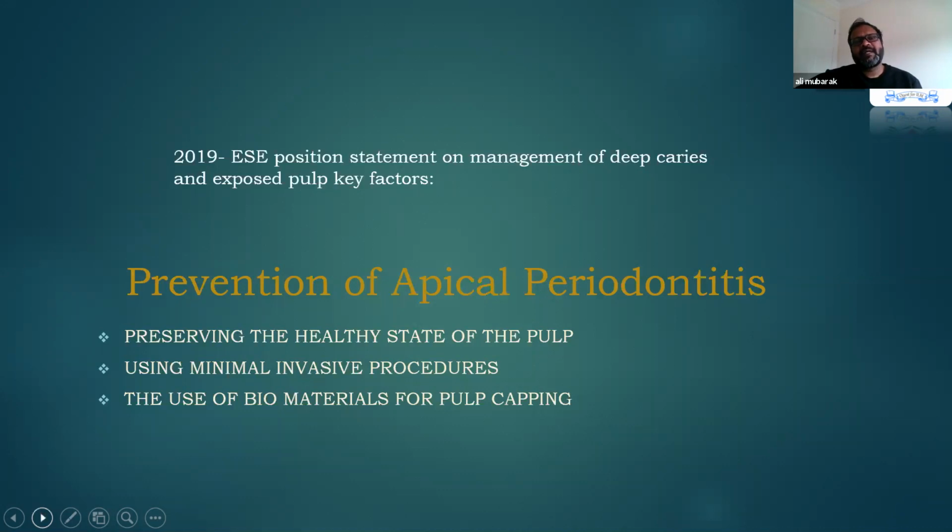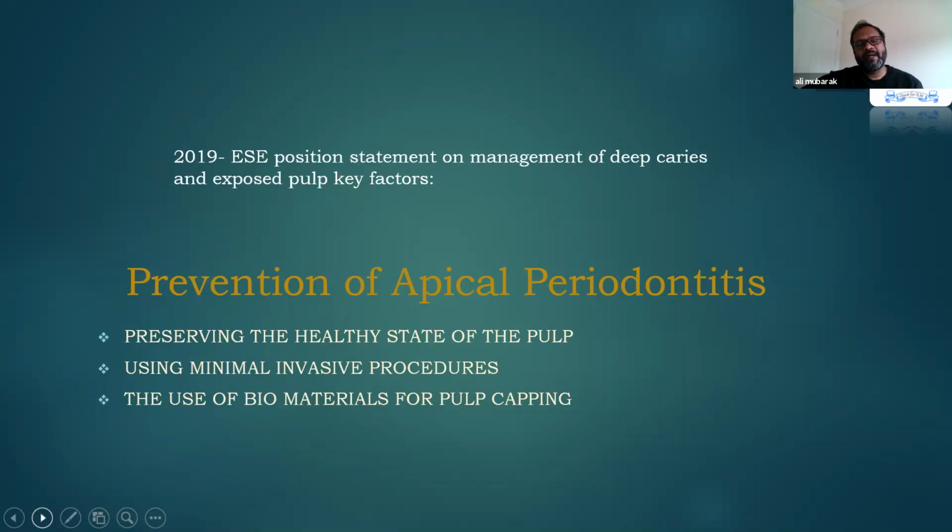Now, the ESC position statement on management of deep caries and exposed pulp has a few key factors. The primary factor is preventing apical periodontitis, which is nothing but inflammation at the apex of the root. So we want to prevent that from happening. If we prevent that, we will be preserving the healthy state of the pulp. And the way we're going to prevent it is by using minimally invasive procedures. Minimally invasive in the sense we don't just take a fast drill and start drilling in and treating the tooth. We check and slowly excavate the decay before coming to the base of the problem.